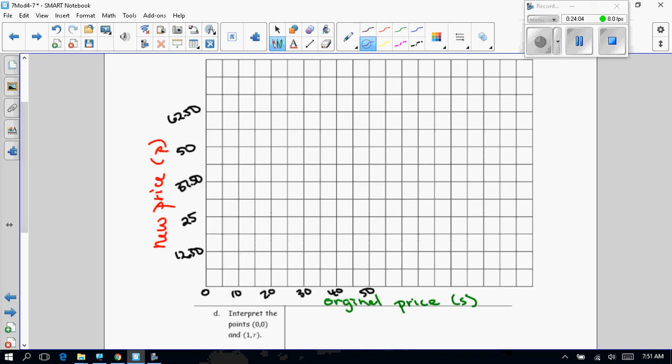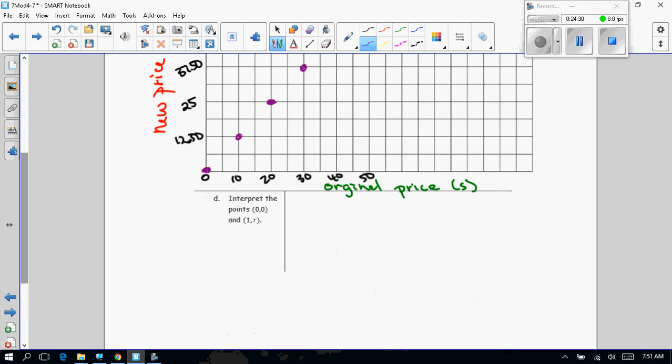All right, now we're going to graph those. So we'll put a dot at 0, 0, because it's still going to be there. 10 was $12.50, 20 was 25, 30 was $37.50, 40 was 50, 50 was $62.50. Look at that. All right, let's review way back in book number 2.